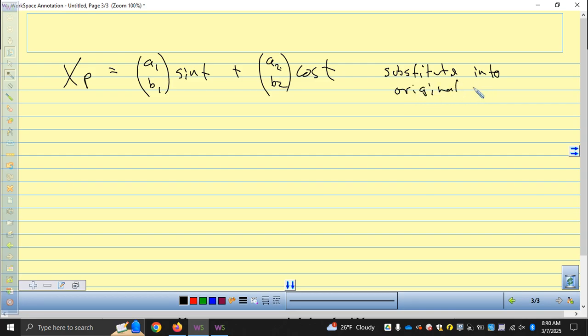So we need the derivative. So x_p prime is a1, b1 cosine t plus, and I'm going to write that since this gives us a negative, negative a2, negative b2 sine t, when we take the derivative.